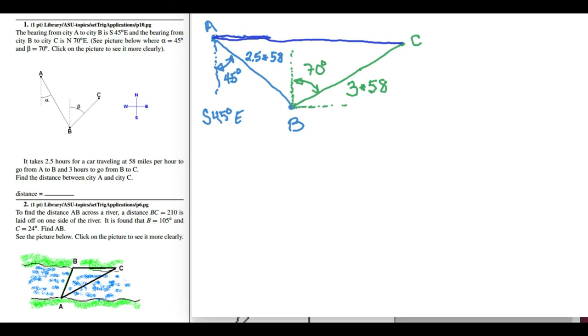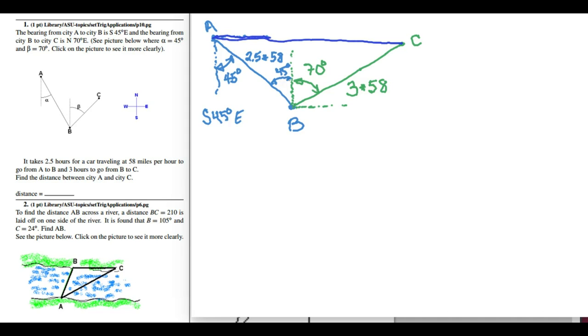Now what we want to find is the distance from A to C. So we do have a triangle here. Let's just see what measurements we can find on the triangle. So far we know the length from B to C, we know the length from A to B, we know some pieces of angles that we might be able to finish off the rest of the story with.